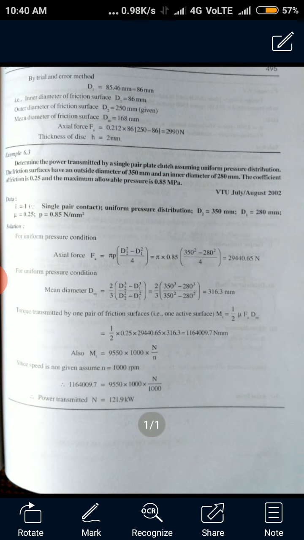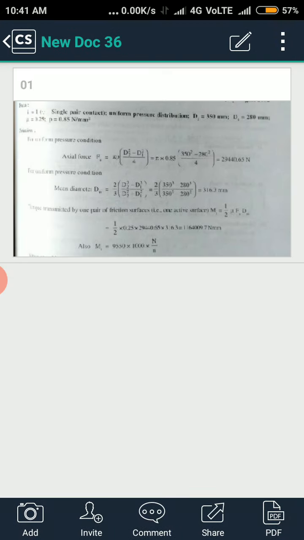Once you know d1, then determine d2. D2 is already given, sorry, d2 is given and d1 we determined. Then you can go for the mean diameter, substituting d1 and d2 in the previous equation. You will get the mean diameter dm 168 mm. Substituting for the axial force, you will get 2990 Newton. So like this you have to calculate the design of the clutches.